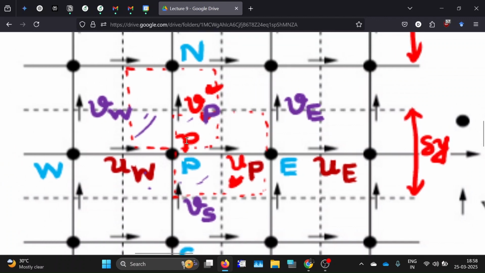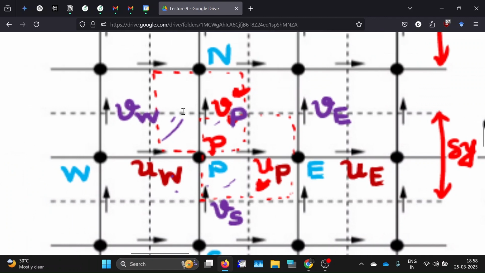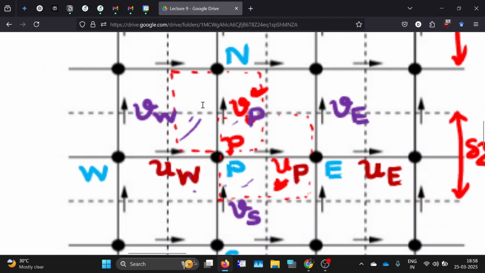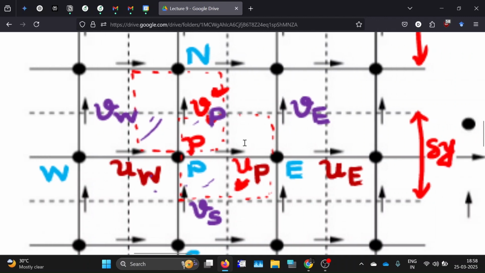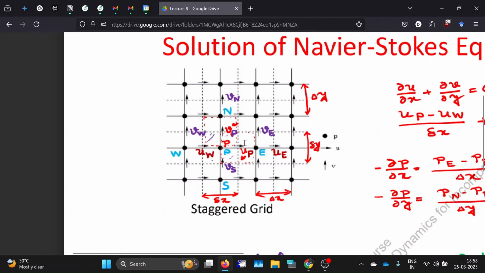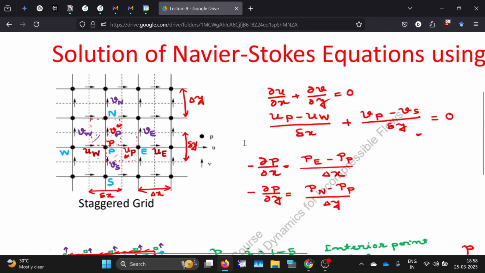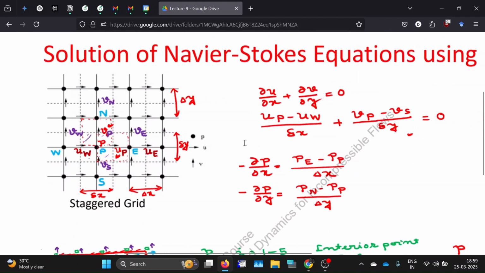Similarly, when we are trying to solve for dp, that is the y momentum equation, then this will be our cell. Then we will calculate the pressure difference between pn and p. So basically for this velocity, these are the pressures we are going to use.